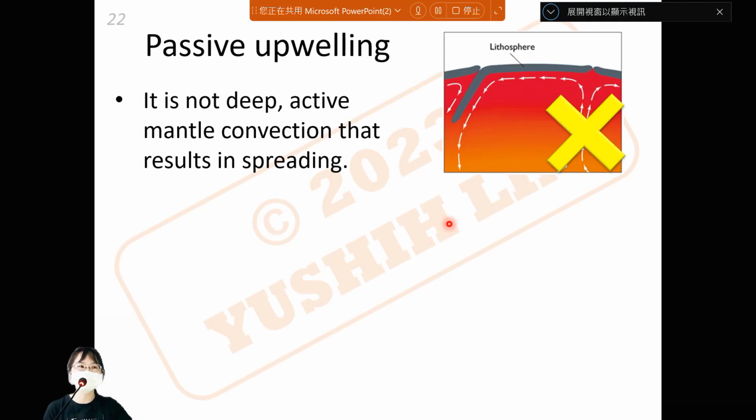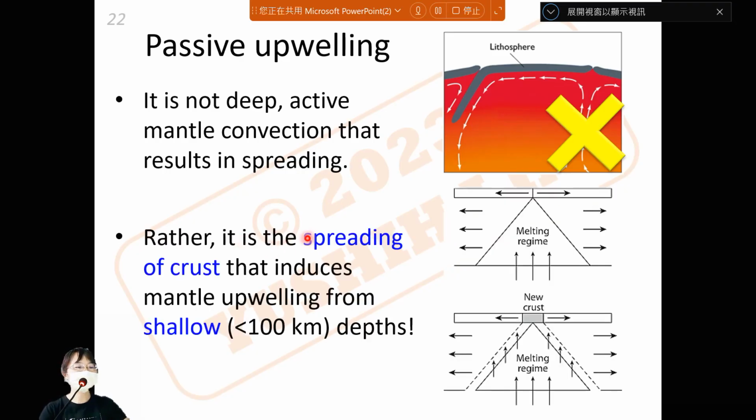For the spreading center, it is not active upwelling. In terms of active upwelling, your perception is that the mantle upwells first and pushes away the plate. It results in the ocean ridge. That is what you learned, or what I learned from my high school education. This is so-called active upwelling, but this is wrong. It is not the deep active mantle convection that results in spreading. The real situation is passive upwelling. It is the spreading of crust that induces mantle upwelling from shallow depths.